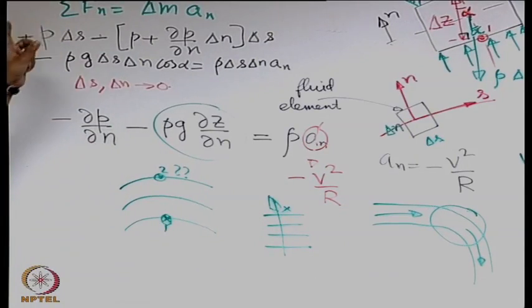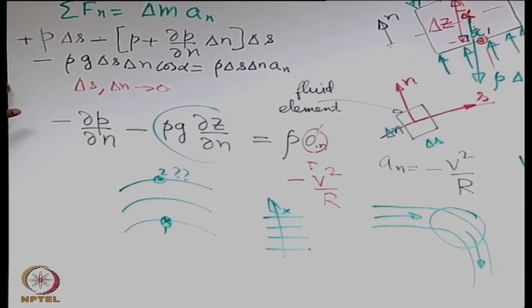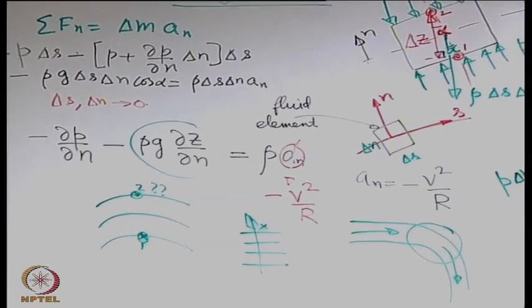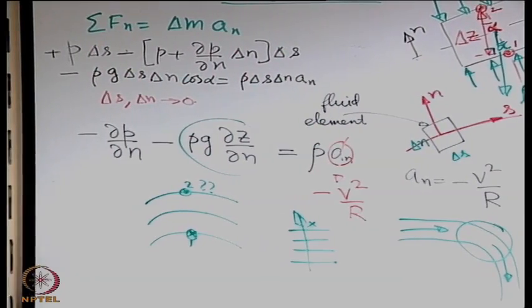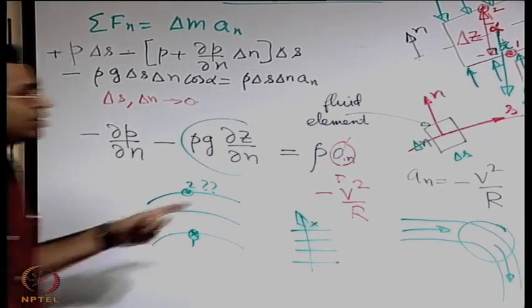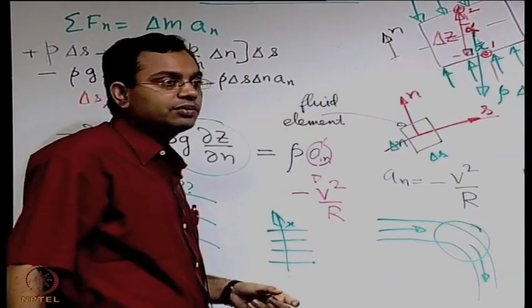So this n component of the equation of motion is very important, because it gives a pressure gradient because of the curvature of the streamlines in the cross stream direction, which you cannot get from the equation of motion from the s direction.